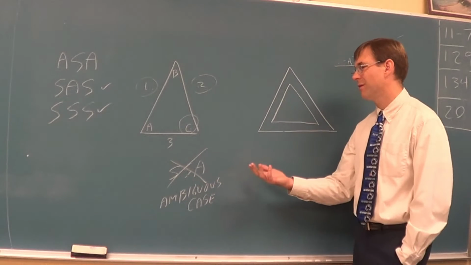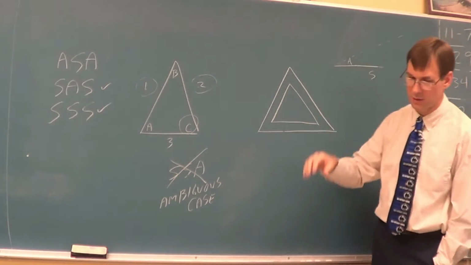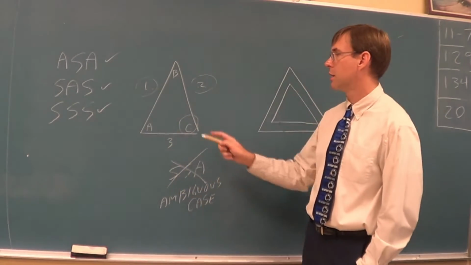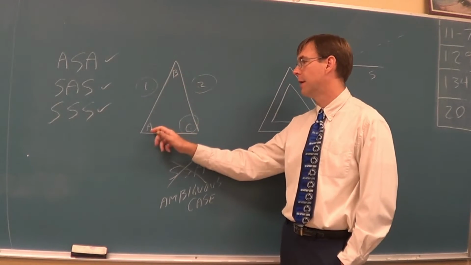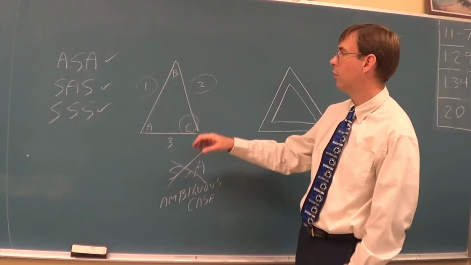SSA triangles, you don't really know. Sometimes there's no way to complete them. Sometimes there's one way. Sometimes there's 2 ways. They're just weird. ASA is not weird. ASA just works. If I tell you what 2 angles measure and I tell you what the included side is, there's only one way you can create a triangle like that.